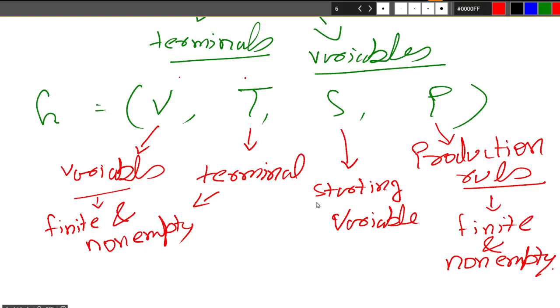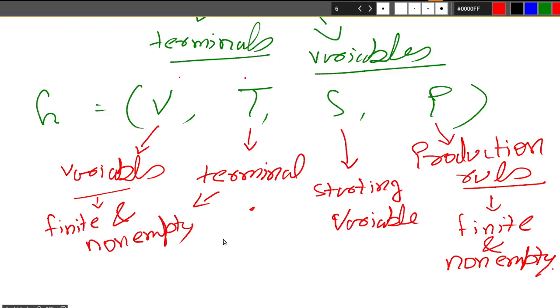Let me tell you that set of variables and set of terminals will not have anything in common. Terminals consist of specific symbols, while variables are generally like A, B, C. Definitely, terminals and variables will not have anything common.